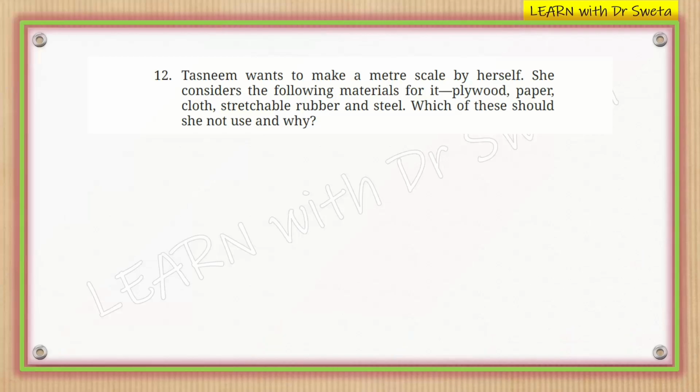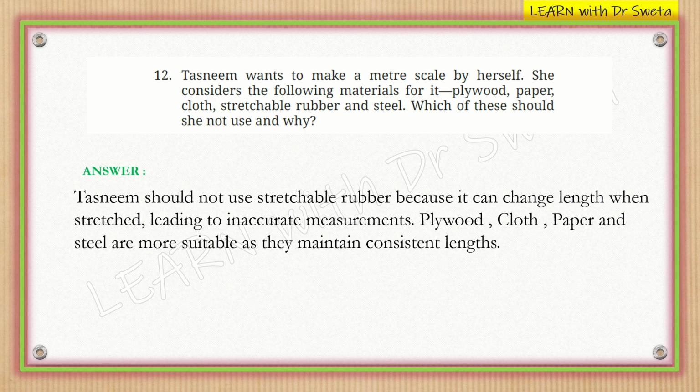Next question is, Tasneem wants to make a meter scale by herself. She considers the following materials for it: plywood, paper, cloth, stretchable rubber and steel. Which of these should she use and why? So the answer will be, Tasneem should not use stretchable rubber because it can change length when stretched, leading to inaccurate measurements. So, plywood, cloth, paper and steel are more suitable as they maintain consistent lengths.